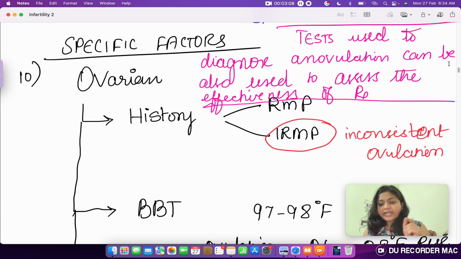So the tests used to diagnose anovulation, or the tests used to assess the effectiveness of treatment as well. So we take history. If it's a regular cycle, that means she's ovulating normally. If it's an irregular cycle, ovulation may or may not happen. If it's happening, it is in an inconsistent phase.